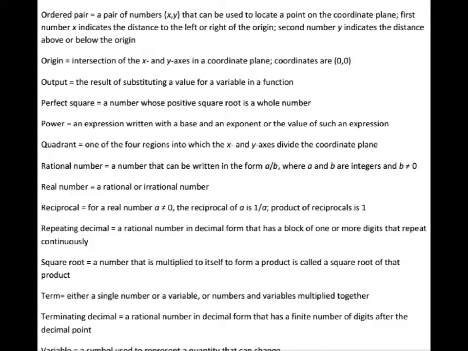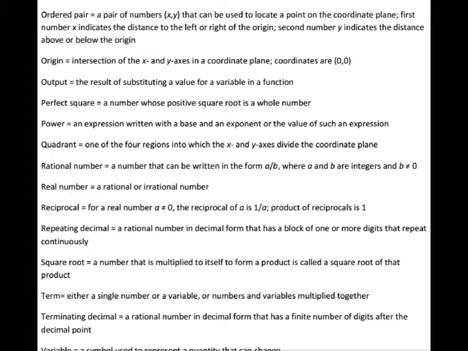Rational number, a number that can be written in the form a over b, where a and b are integers and b does not equal 0. Real number, a rational or irrational number. Reciprocal. For a real number a, where a does not equal 0, the reciprocal of a is 1 over a. Product of reciprocals is 1.